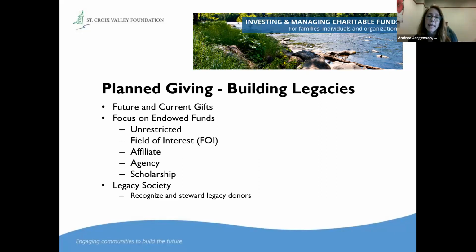So a little bit about planned giving and building legacies. A donor may choose to plan for a future gift by leaving a bequest to the St. Croix Valley Foundation. Perhaps they would like to leave assets from their estate or maybe their home. They're certainly able to do that, but leaving a legacy does not have to wait until they are gone.